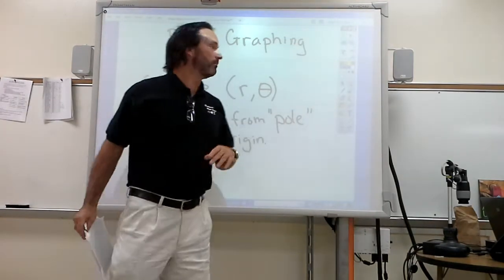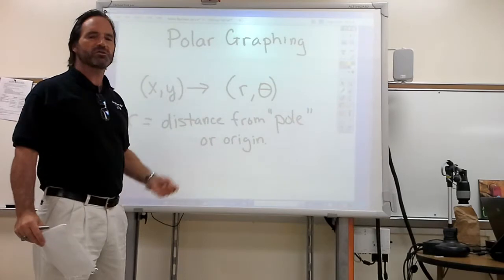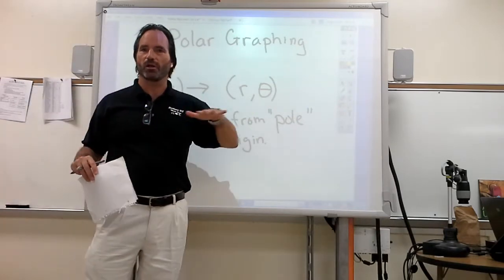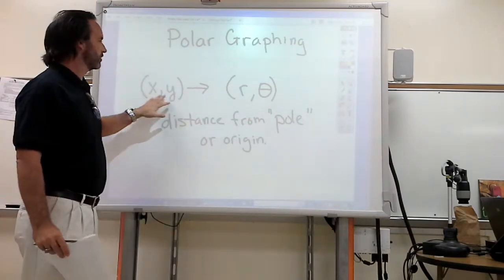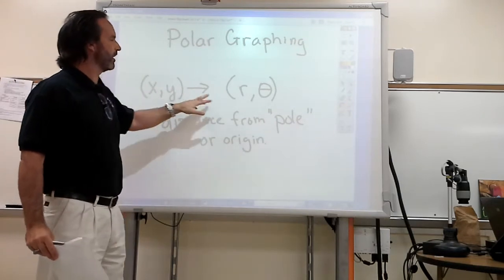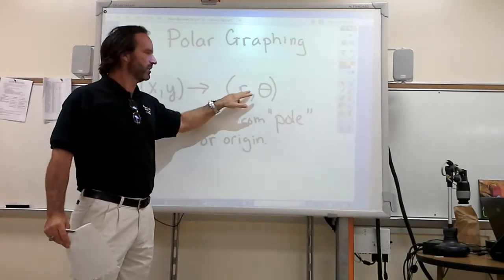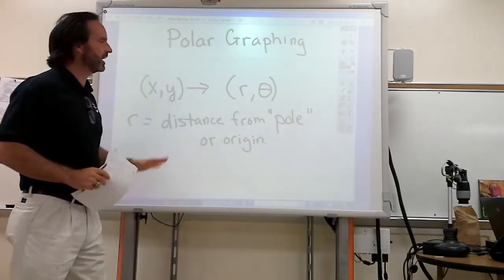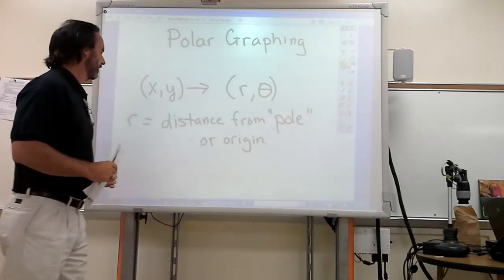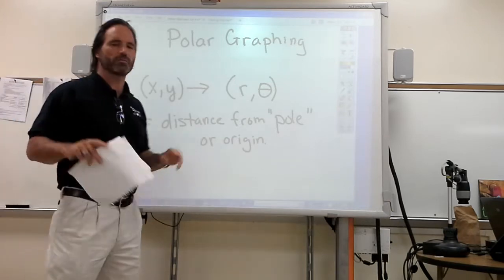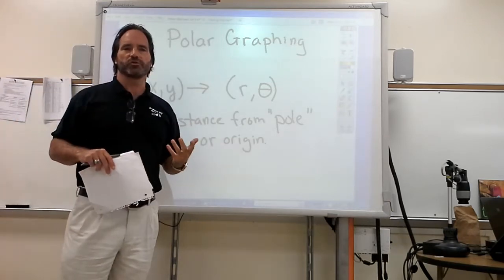Today's video is on polar graphing. We're used to the Cartesian coordinate grid with x and y. We're now going to graph r, theta. R is the length of your radius and theta is the angle. So that's your new coordinates now. R is the distance from the pole, or the origin.